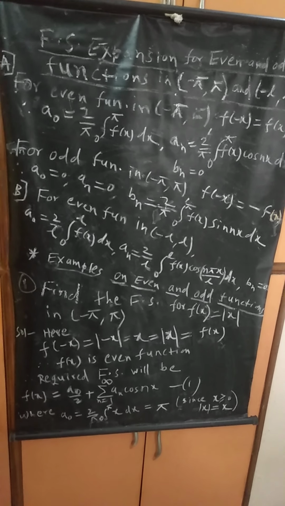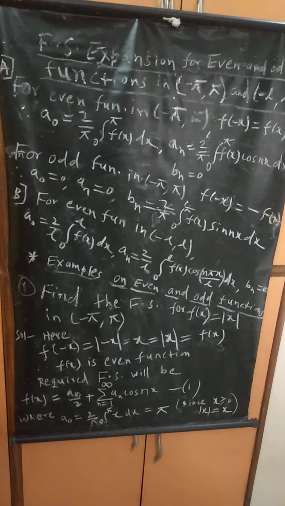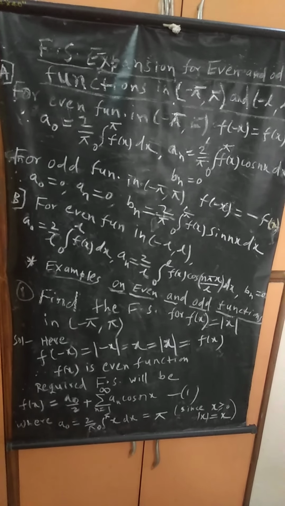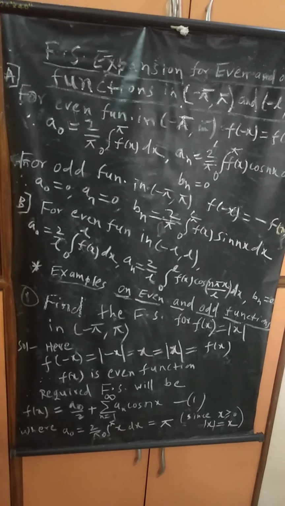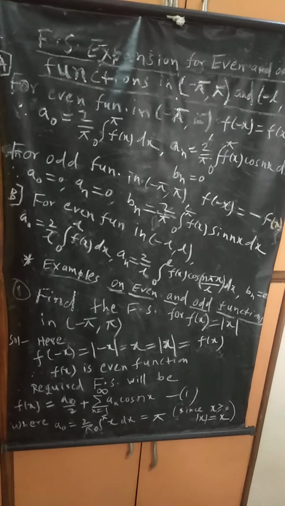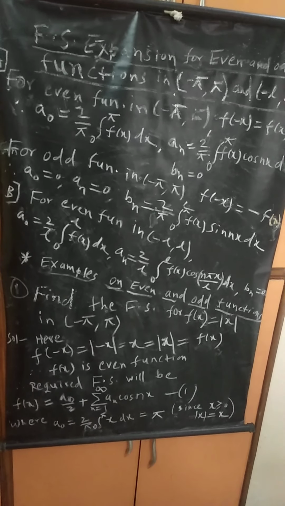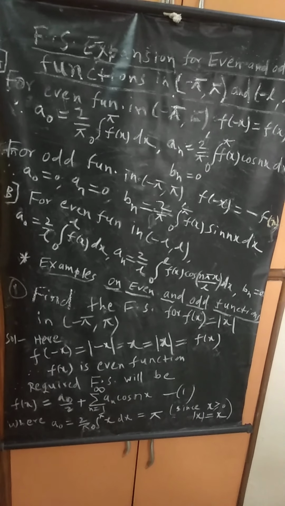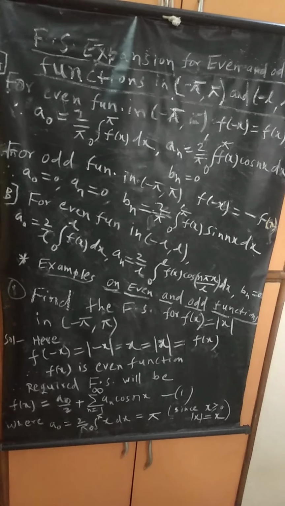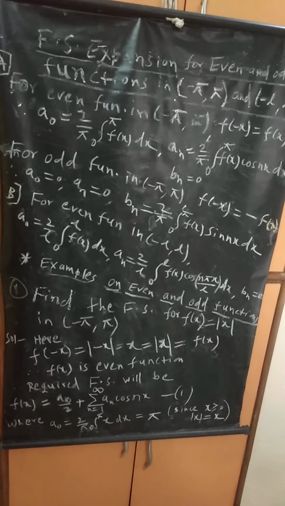Now we consider the interval minus L to L. So for an even function in minus L to L, exactly in the same way, bn will be 0 and a0 is equal to 2 upon L integral 0 to L f(x) dx. an is equal to 2 upon L integral 0 to L f(x) cos of n pi x by L dx, and bn is 0 as I have already told you.